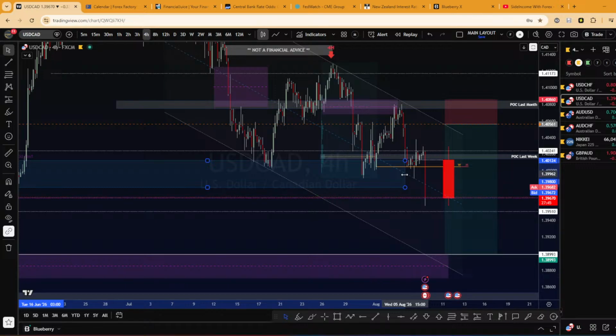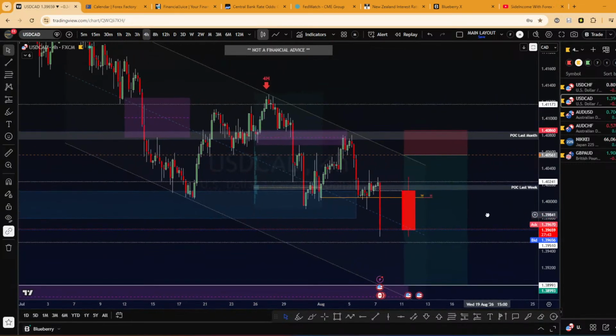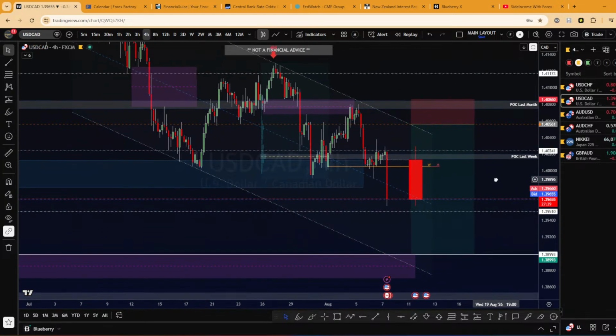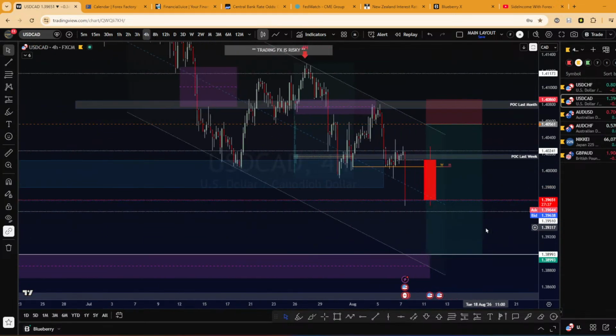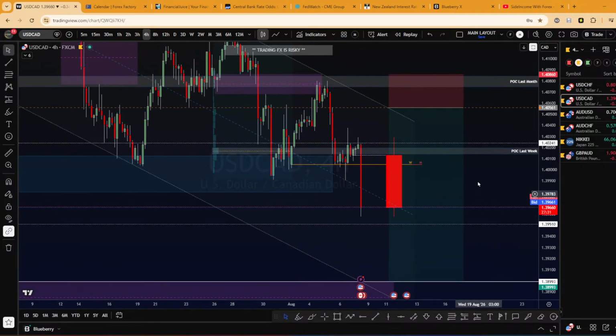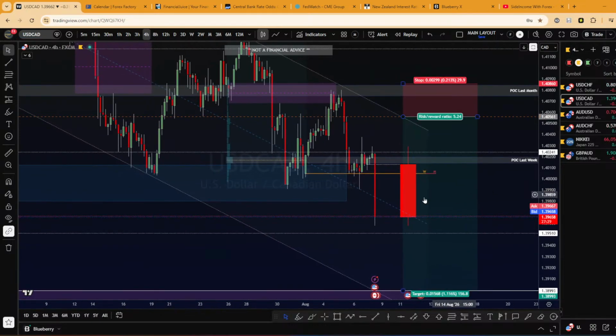So let's see. I wanted to see the price target here, but I am not looking to short right now. I just want to let around 10 or 15 minutes pass because this is a lot of volatility.